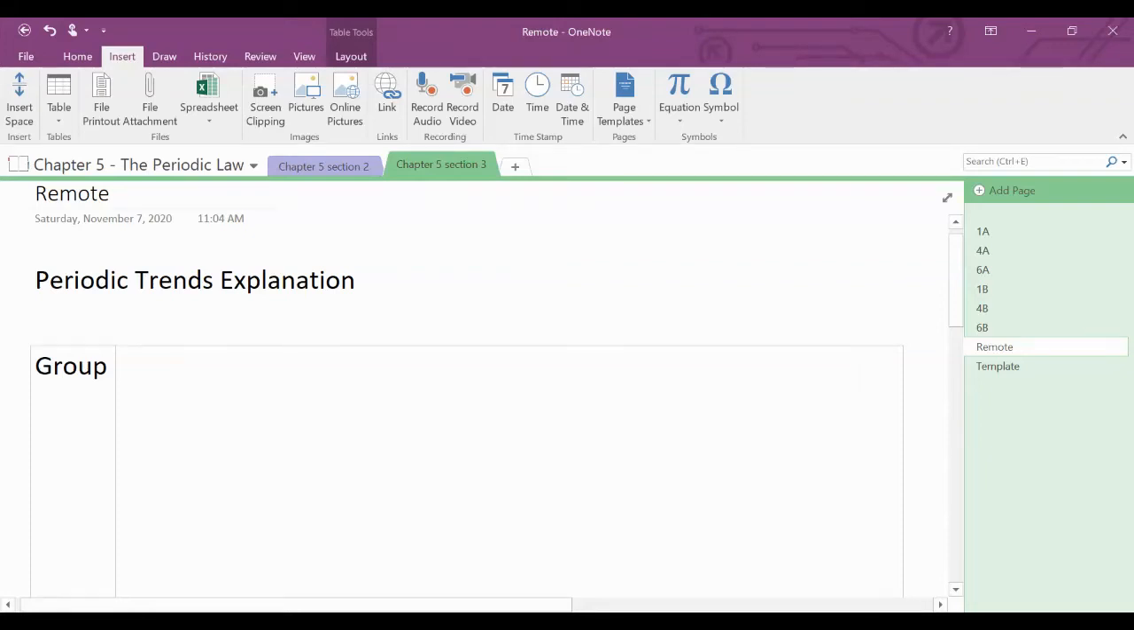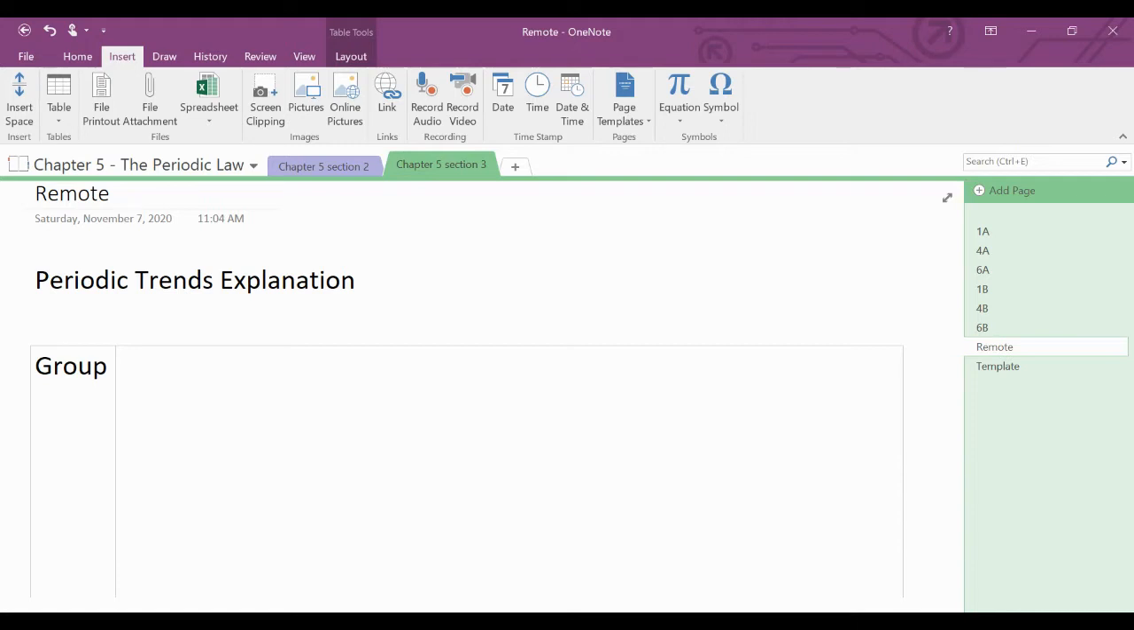All right, we are going to wrap up chapter 5 today. So, we're going to start by talking about the explanation for each of the trends that we observe in the periodic table. And then I'm going to review each of the trends and how they increase. So, you're going to need that periodic table that you've been using in the trend setter activity.